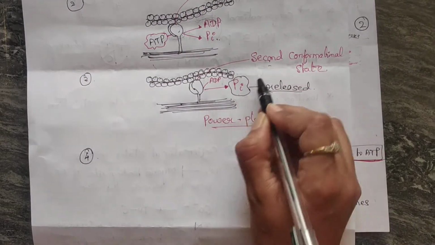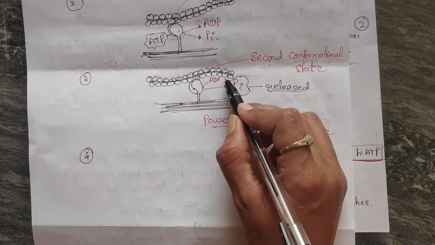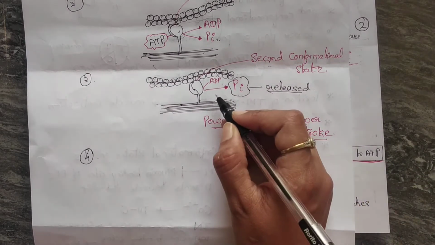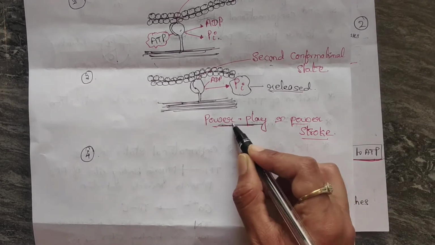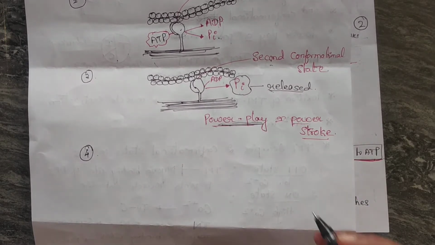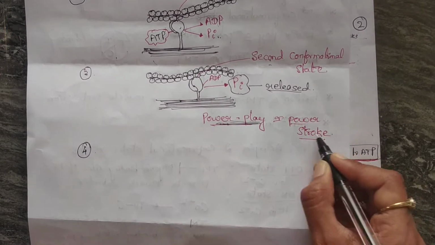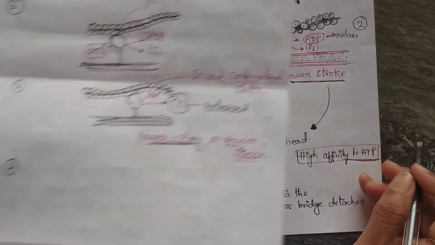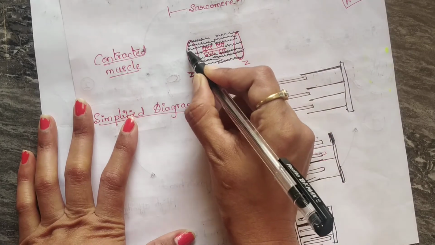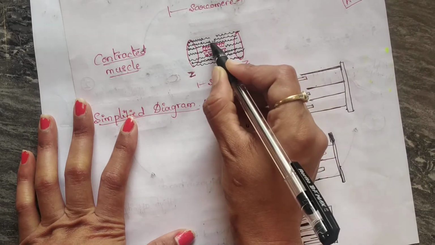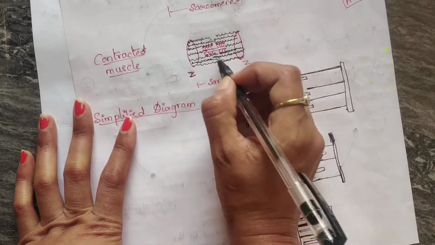This mechanical movement of the myosin head drives the actin filament. This again induces a conformational change in the myosin head, which is called the power stroke. What happens here is that during the power stroke, these filaments move towards the center of the sarcomere.